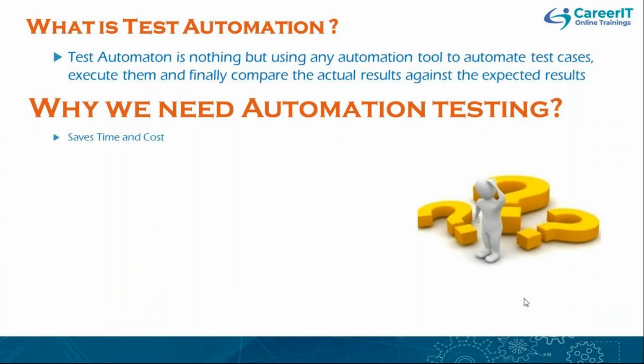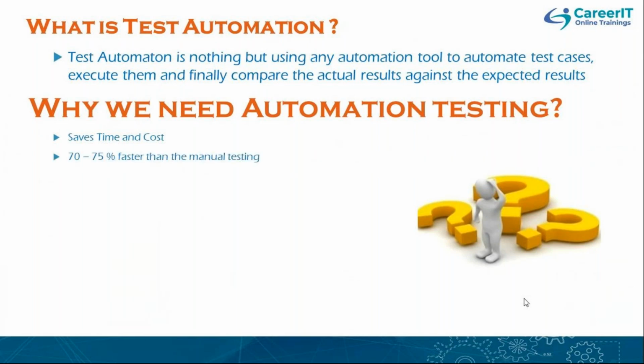And cost, in the sense that if you have already automated everything as part of your application, then you don't need more resources to validate your application. Basically you can have 1 or 2 resources to maintain your automation scripts, and you don't need a huge team to test your application. That's where the cost can also be reduced.